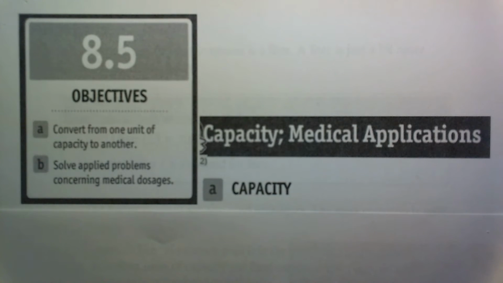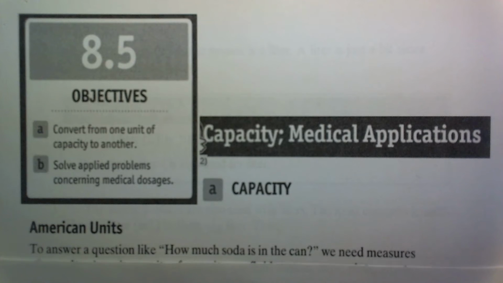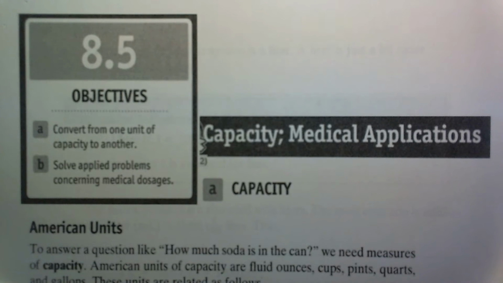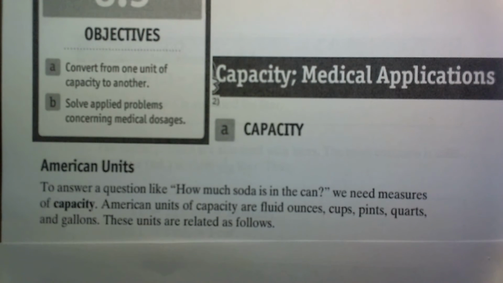In section 8.5, we are studying capacity in both American and metric units and some medical applications. So capacity answers a question like how much soda is in the can. So American units of capacity are fluid ounces, cups, pints, quarts, and gallons. And you're probably familiar with all of them.